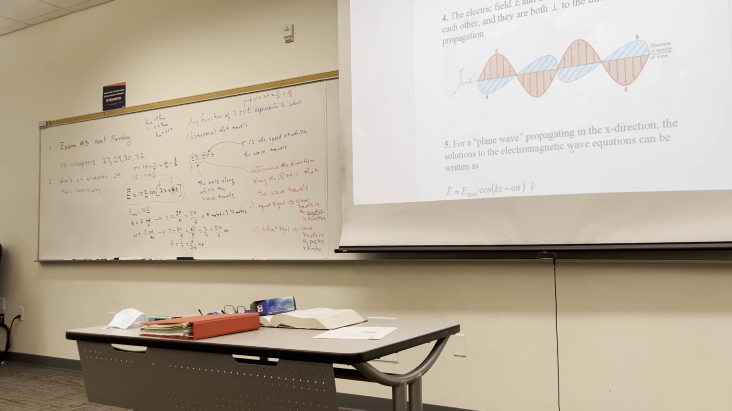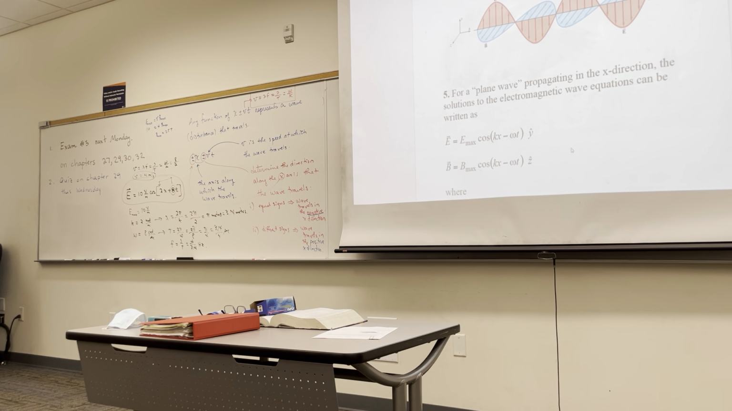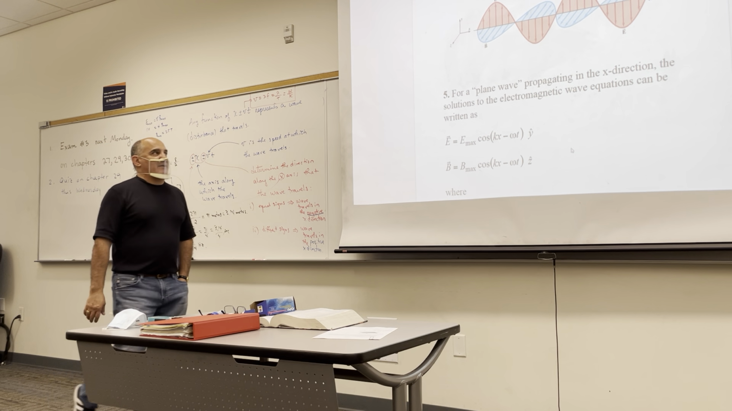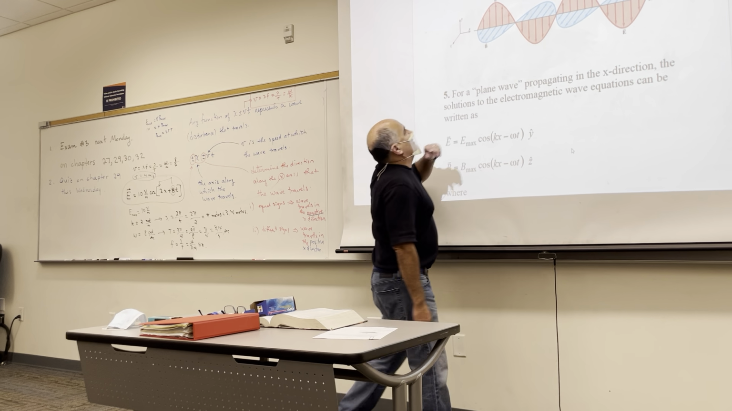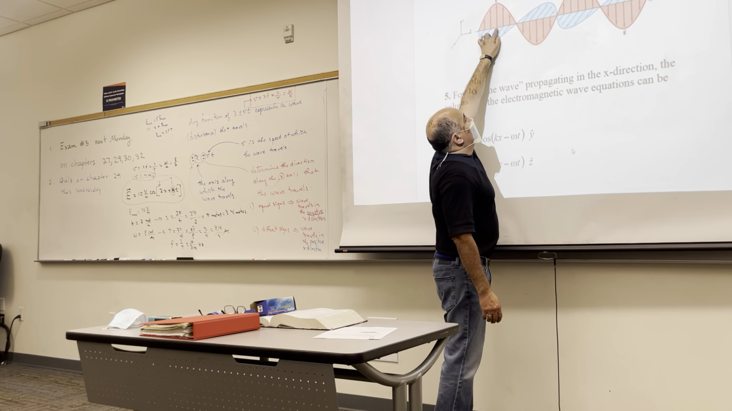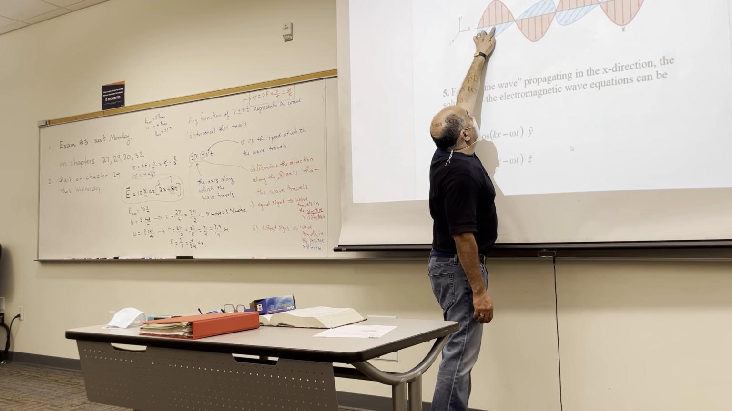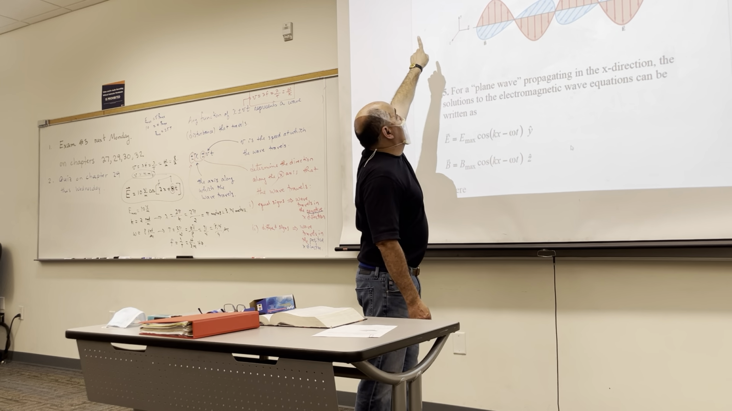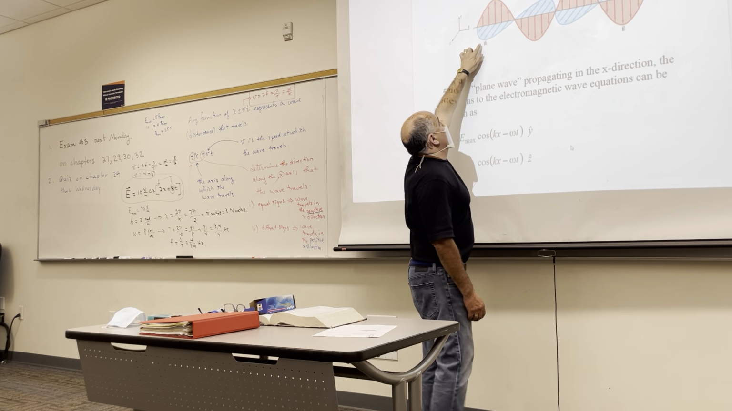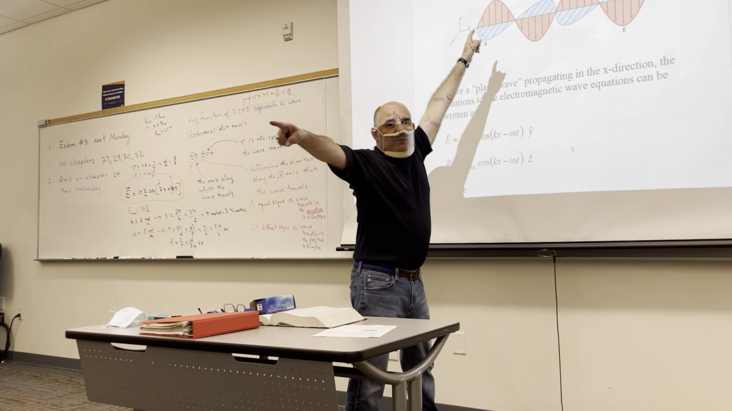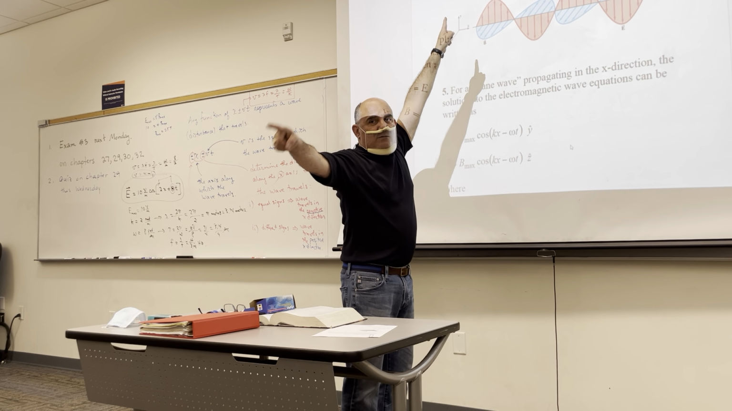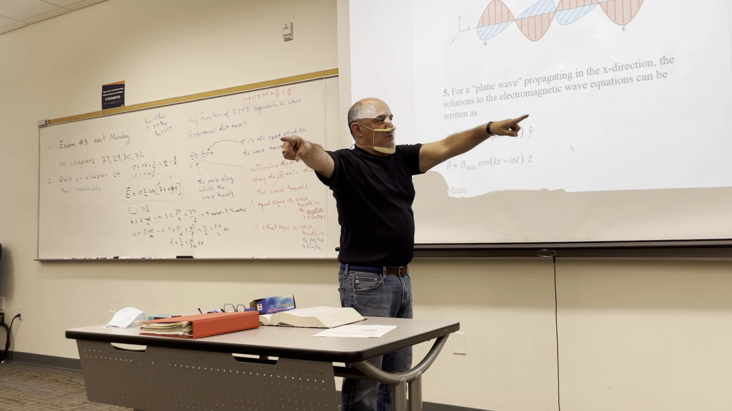Look at this picture. Take one specific instant of time. Suppose you take this instant of time. In which direction is the electric field pointing? Up, the y-axis, up. What about the magnetic field? The z-axis, out. So what is this cross this? Right, this way.